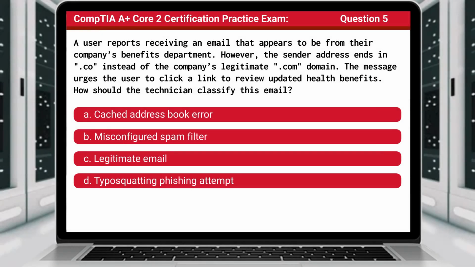Question 5. A user reports receiving an email that appears to be from their company's benefits department. However, the sender address ends in .co instead of the company's legitimate .com domain. The message urges the user to click a link to review updated health benefits. How should the technician classify this email?